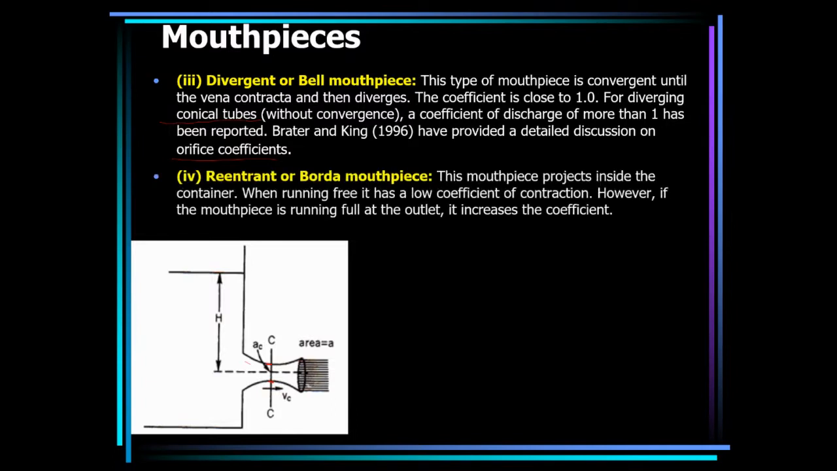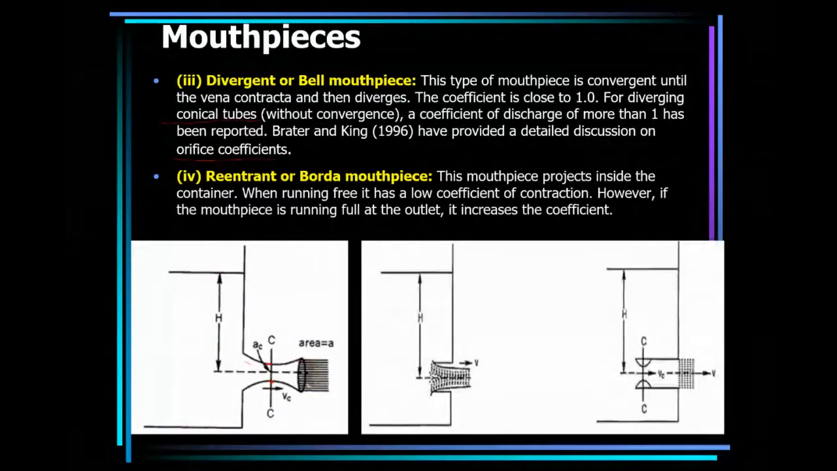Now the fourth one is the re-entrant or Borda mouthpiece. This mouthpiece projects inside the container, which is like the internal one. You remember the first one based on position, which I said internal and external. So it projects inside the container. It can run free or full. When running free, it means that the jet doesn't touch the side of the mouthpiece.